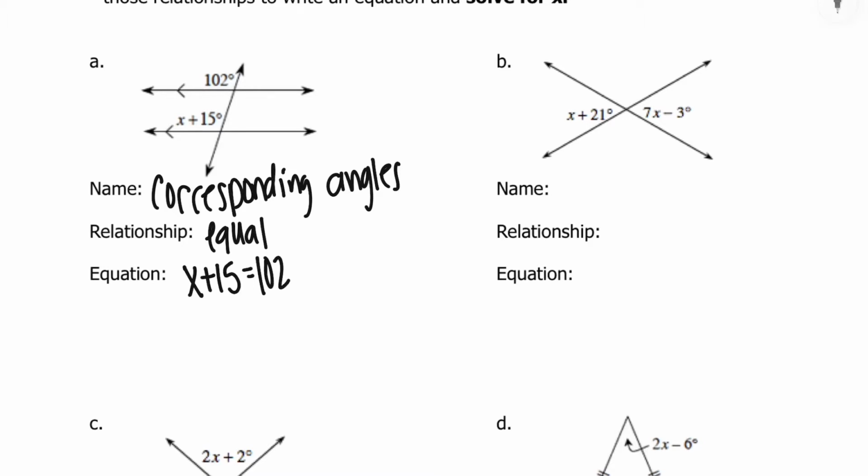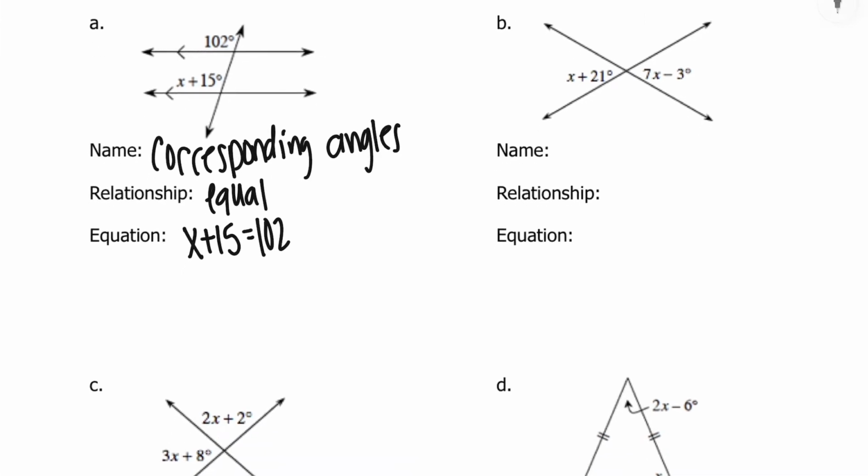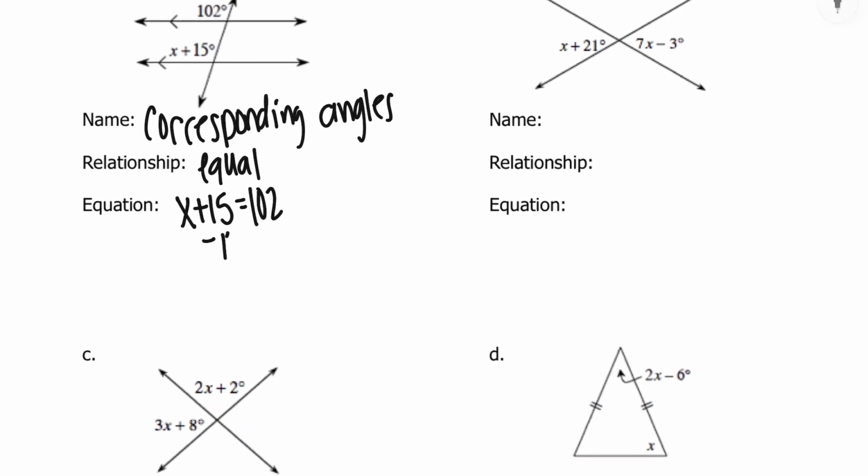Then it did say solve for x, so we're going to get x by itself by subtracting 15 from both sides, and we get 102 minus 15 is 87.